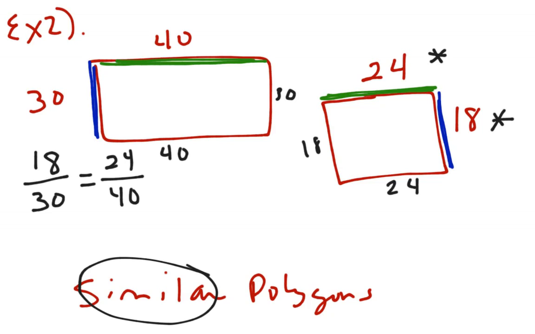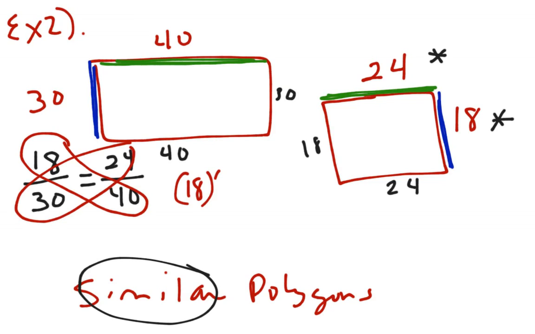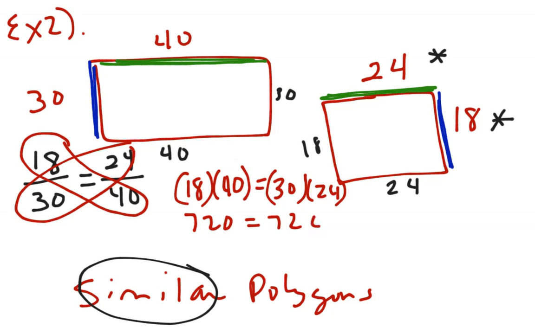And then there are a couple ways to do this. You could use cross multiplication, the cross products property, and you could set up 18 times 40. You're rewriting the equation using the cross products property. And if you do the math, it is 720 equals 720. So these are in proportion, so the answer would be yes.